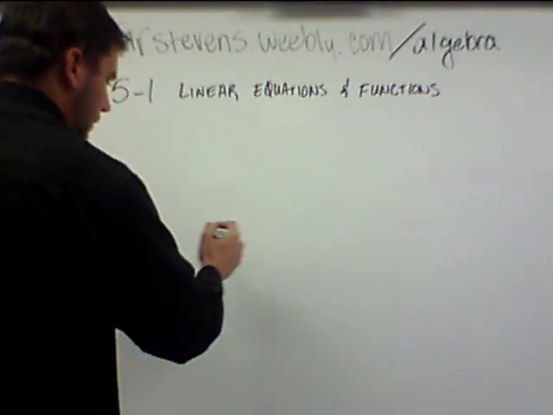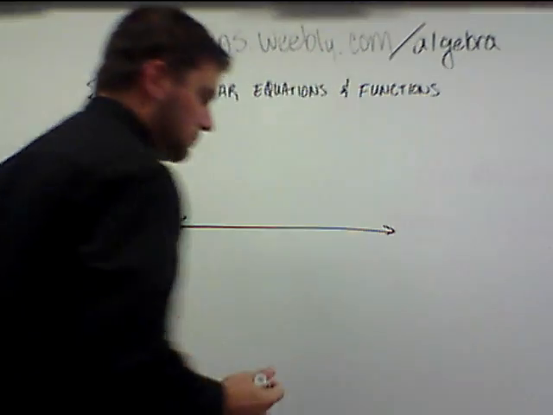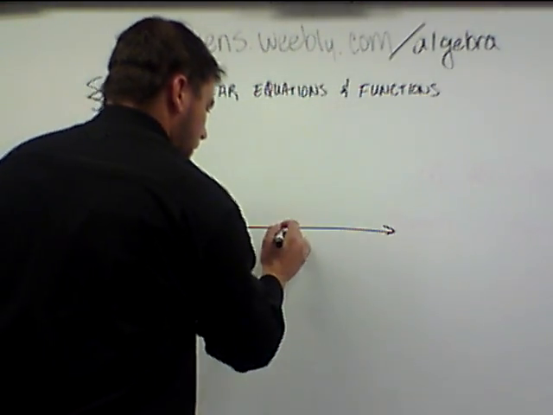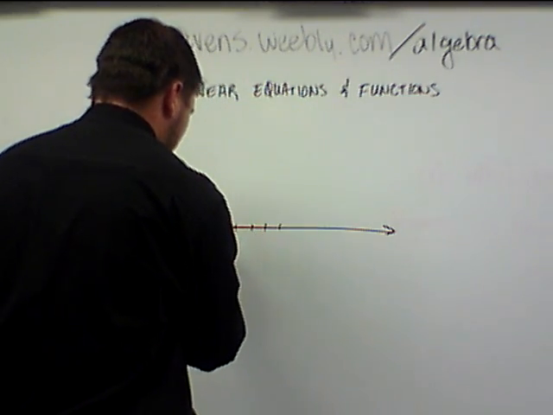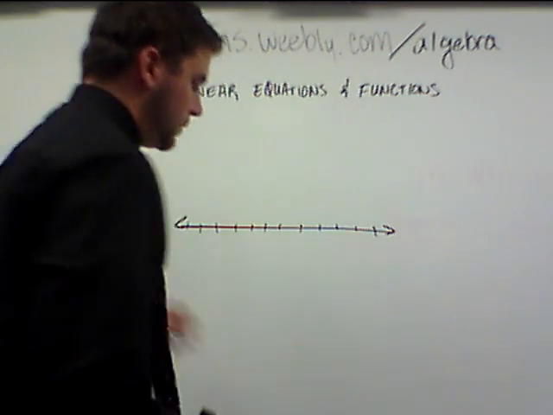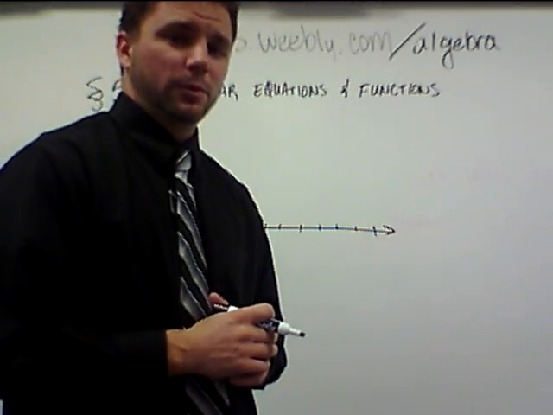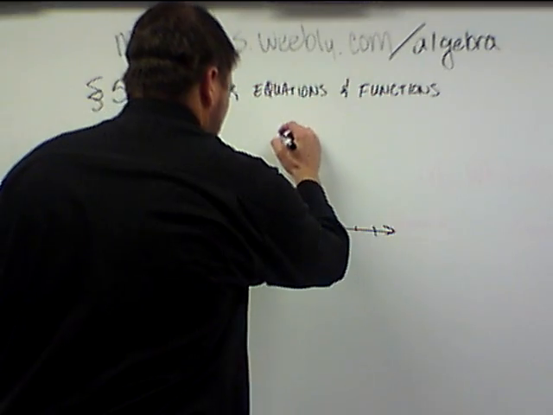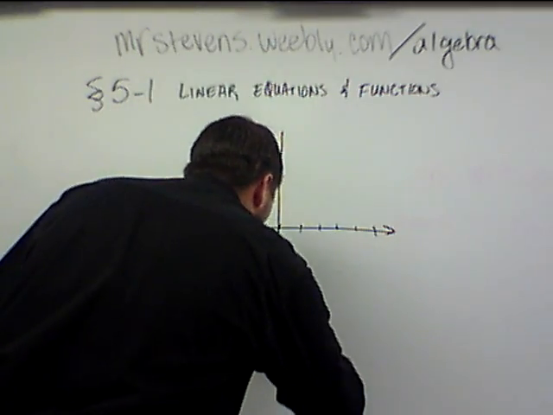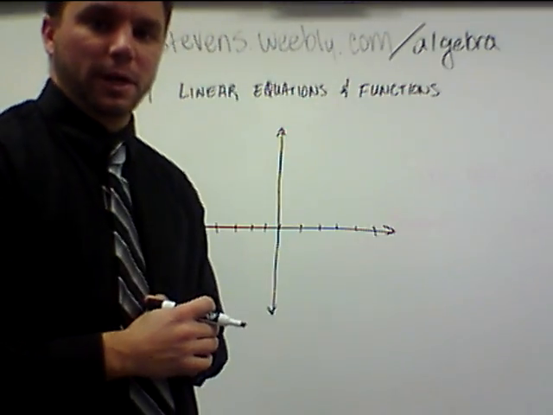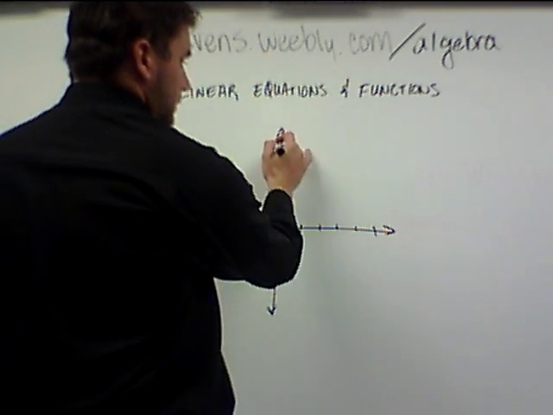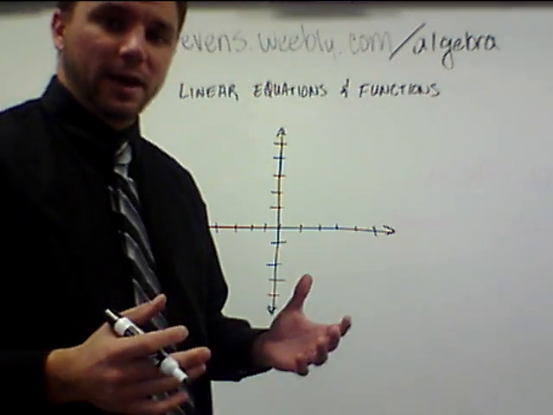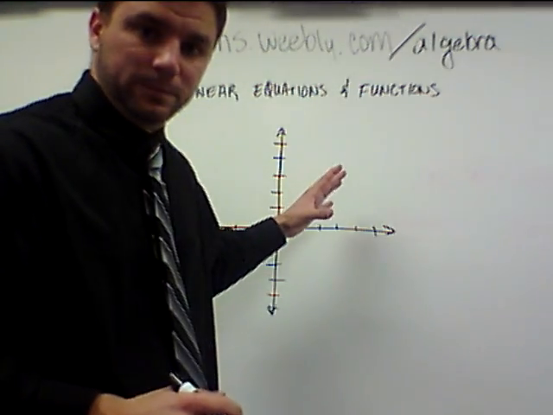So, this looks like a standard number line. And what we're going to end up doing is we're going to use this number line, but we're going to use it a little bit differently than what we've used it for in the past. Going off of this number line, we're going to create another number line. Now this should look familiar, because now what we have is a coordinate plane.